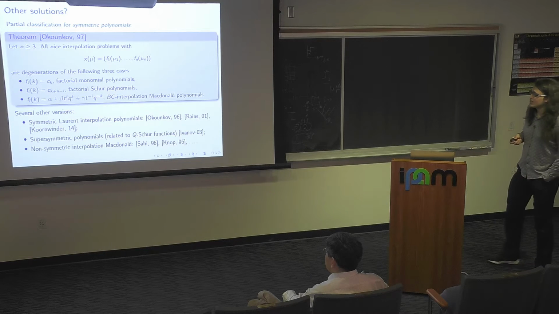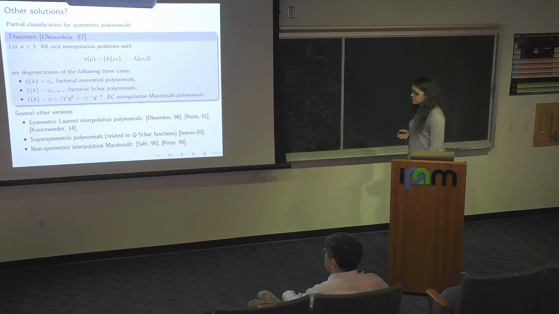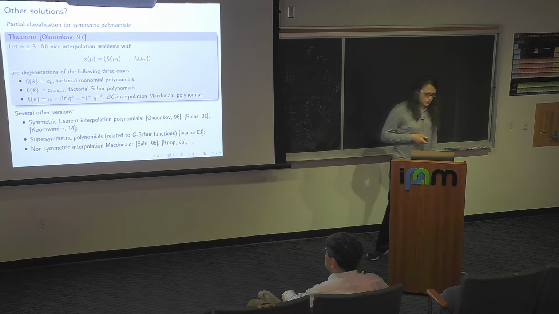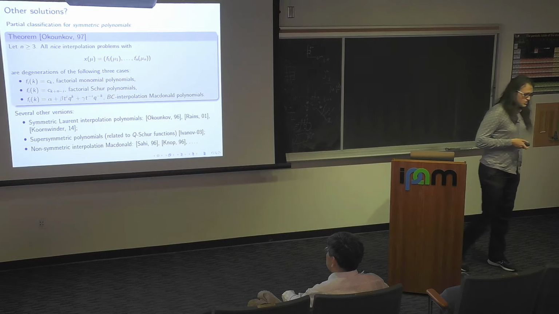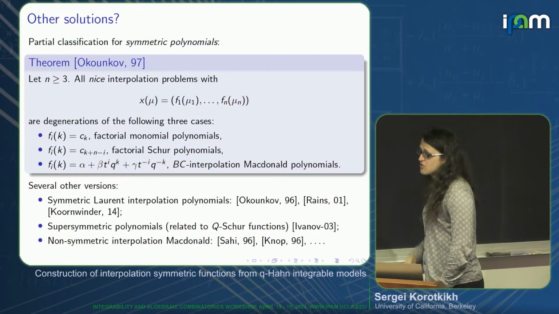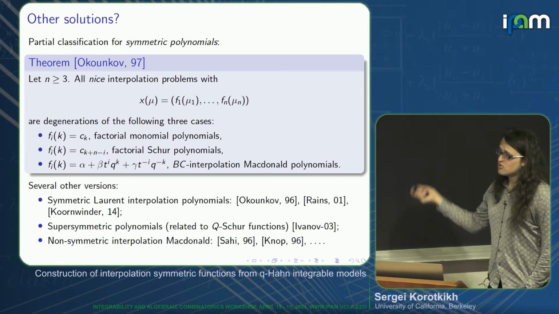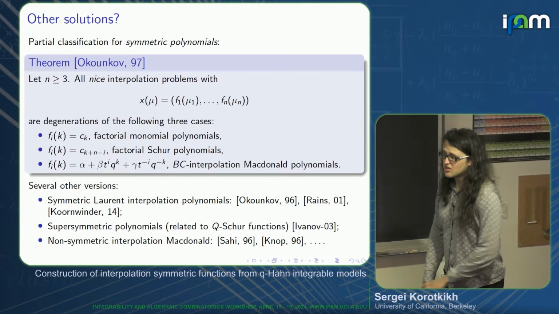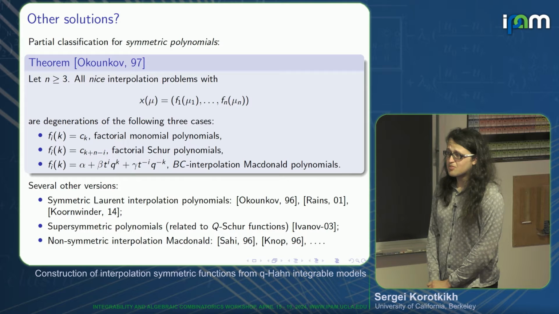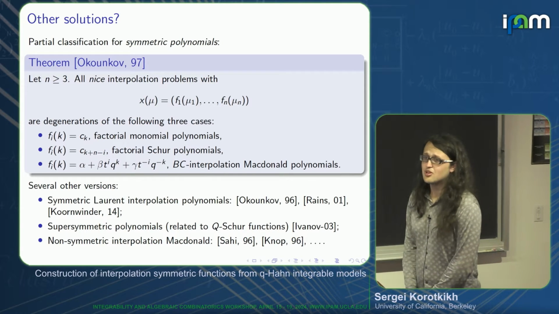There were some works by Rains or Koornwinder about Laurent interpolation polynomials. There were some works about supersymmetric interpolation polynomials, which are related to so-called q-Schur functions. There were also some non-symmetric analogs of all this story. But more or less, this slide shows all types of solutions to this interpolation problem which were known until more or less recently.